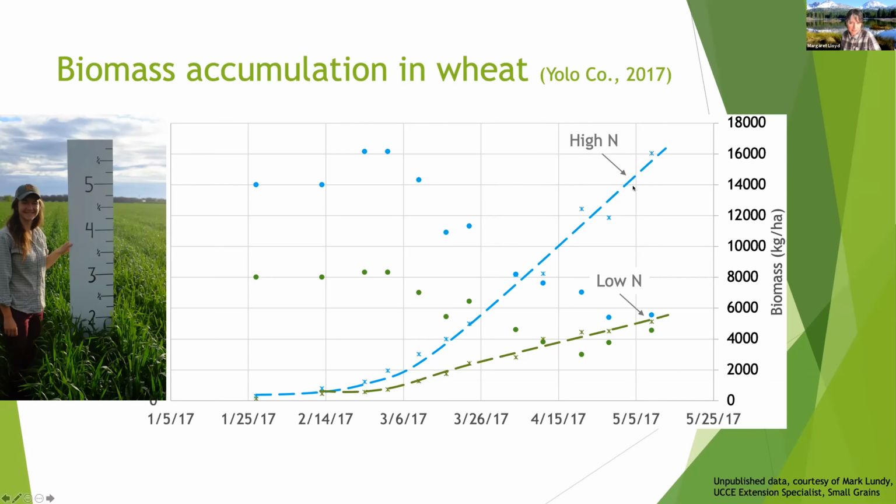However, they will be limited by the available N in the soil. So these two lines represent a scenario in which there was sufficient nitrogen in the soil, high amounts of residual soil nitrogen, nitrate, and a scenario where there were lower nitrate levels. And so you can see how that influences the potential for the biomass accumulation.